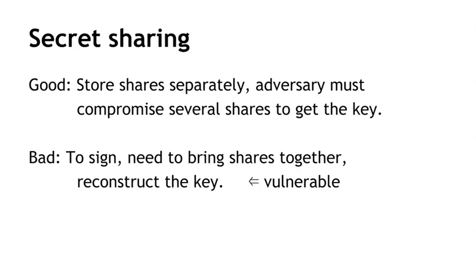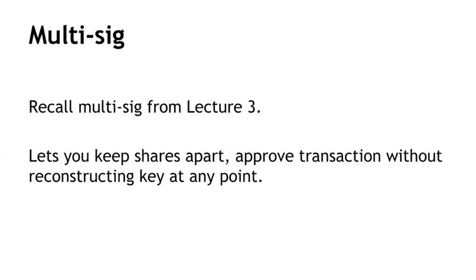So although this is useful, it's not a panacea, and there's something else that we'd like, which is the ability to generate separate shares and use those shares separately in order to sign. And that's what's behind the concept of multisig that we saw earlier in Lecture 3. So if you recall multisig in Lecture 3, it lets you keep the different pieces that need to sign a particular transaction apart, and to allow them to approve the transaction separately without needing to reassemble the key at any point.